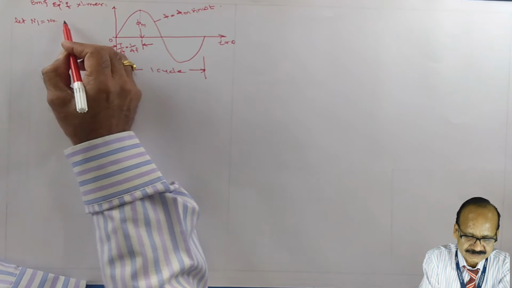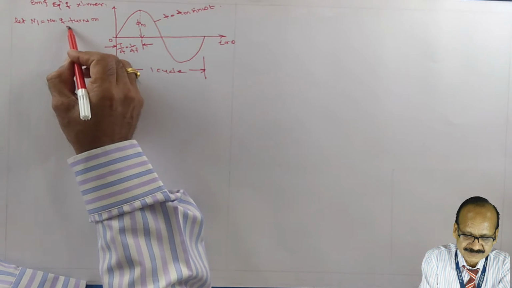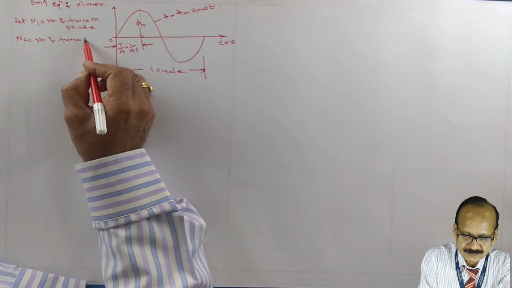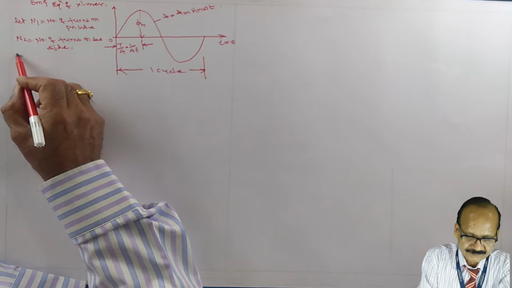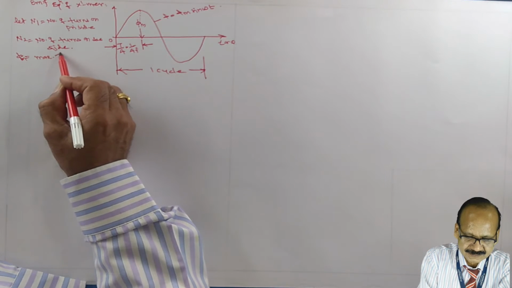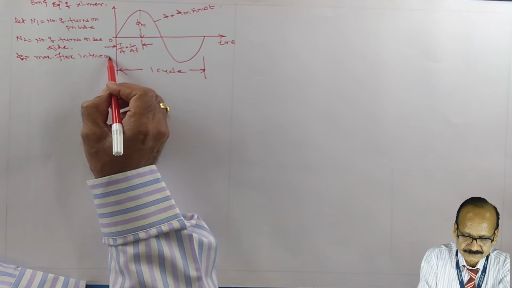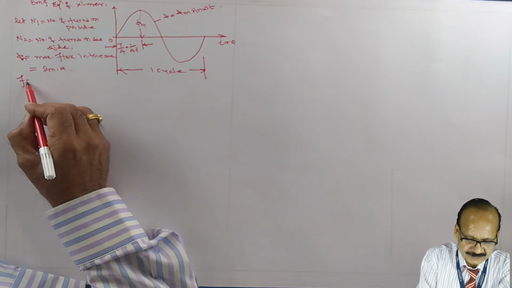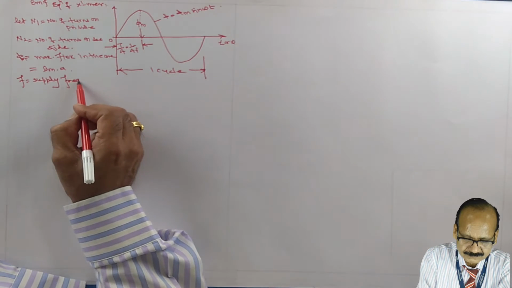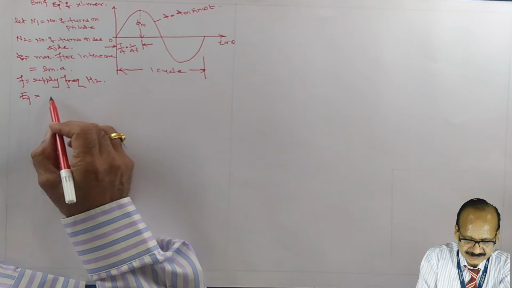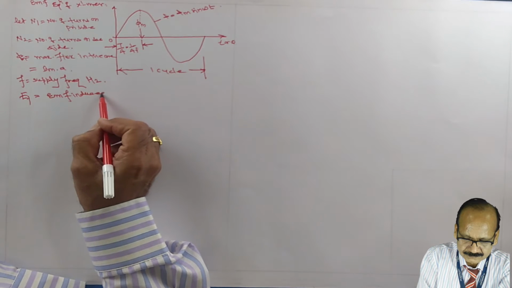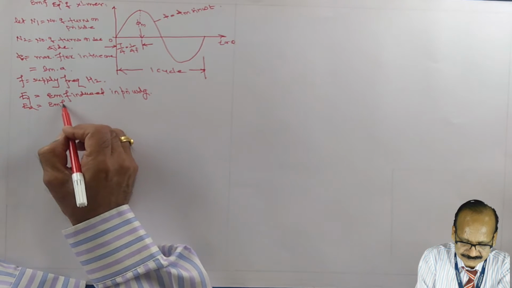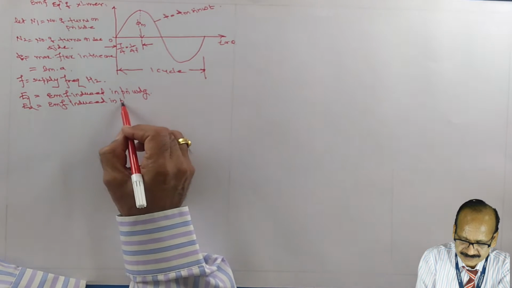N1 number of turns on primary side, N2 number of turns on secondary side, phi max, maximum flux in the core, that is equal to B max into A, where A is the area of cross section of the core, f supply frequency in hertz, then E1, capital E1, EMF induced in primary winding, and E2, EMF induced in secondary winding.